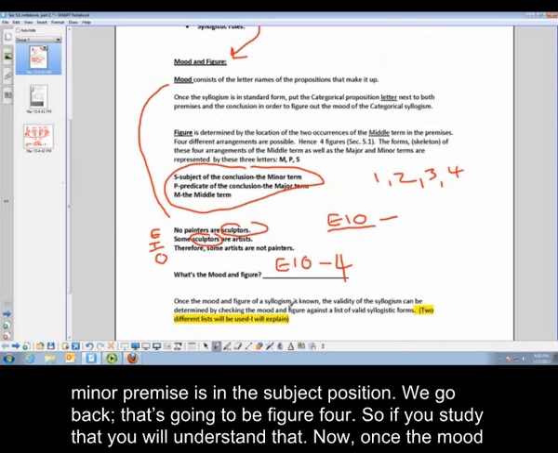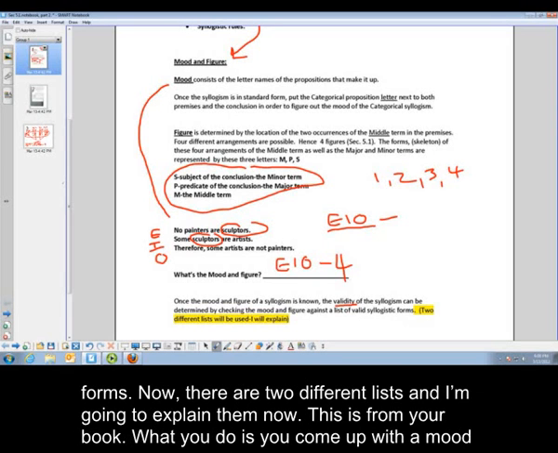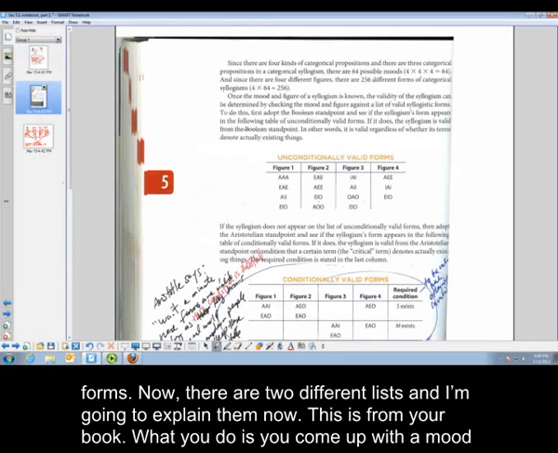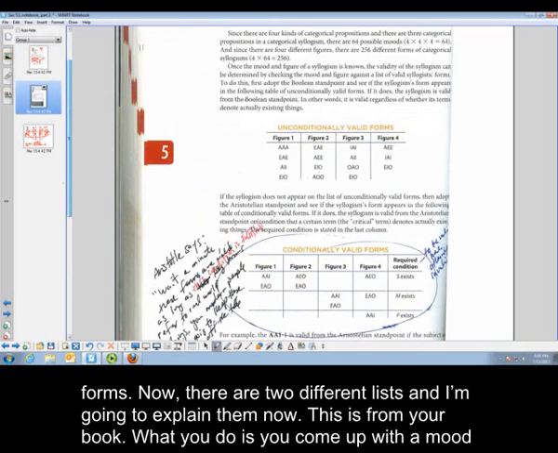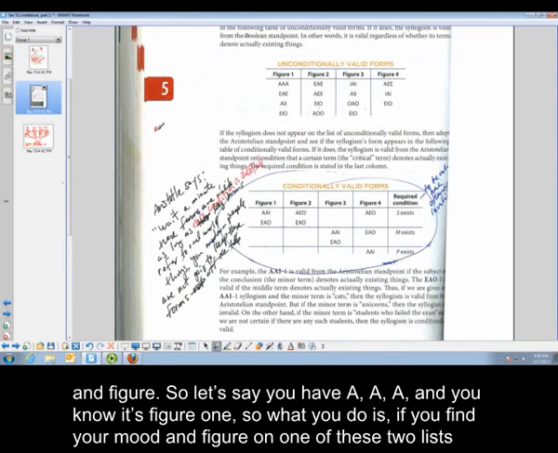Now, once the mood and figure of a syllogism is known, the validity, okay, very interesting, the validity of the syllogism can be determined by checking the mood and figure against a list of valid syllogistic forms. Now, there are two different lists, and I'm going to explain them now, okay? And so this is from your book. What you do is you come up with a mood and figure. So let's say you have A, and you know it's figure 1. Oops, okay. Let's erase that. Sorry, wandering pen.